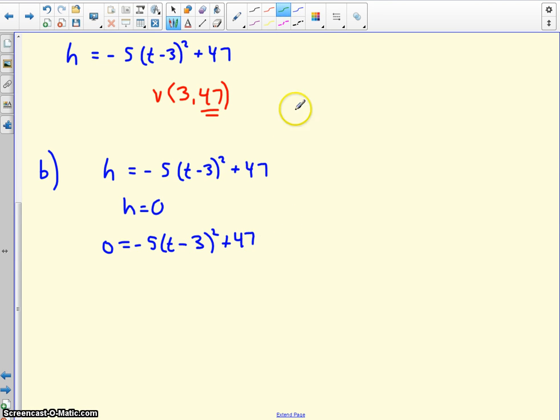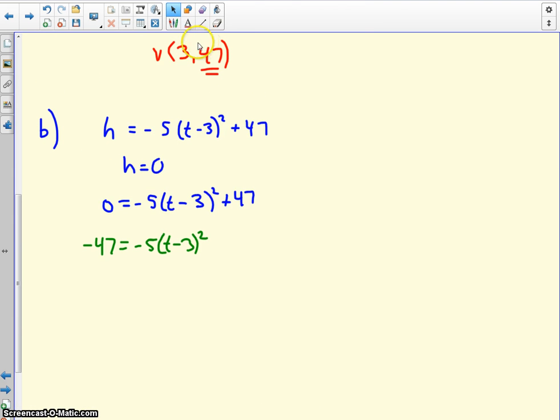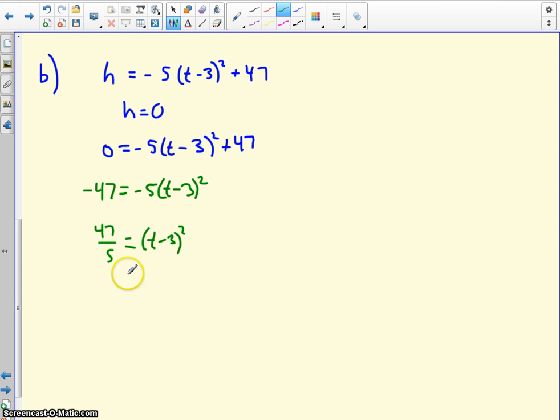So to solve this here, I'm going to subtract 47 from both sides of the equation. So I'm going to have negative 47 equals negative 5 times t minus 3 squared. We did a few like this a couple lessons ago, so we might be a little bit rusty on it, but we have done this process before. So divide both sides by negative 5. That's going to be positive 47 over 5 equals t minus 3 squared. When I take the square root of both sides now, to get just t minus 3 on this side, I have to have plus or minus the square root of 47 over 5.